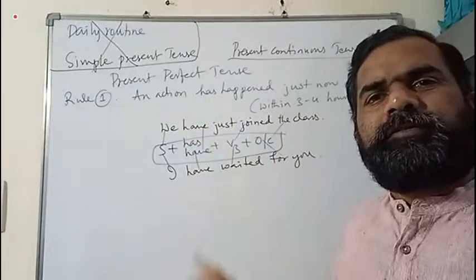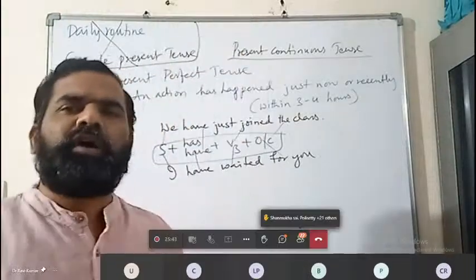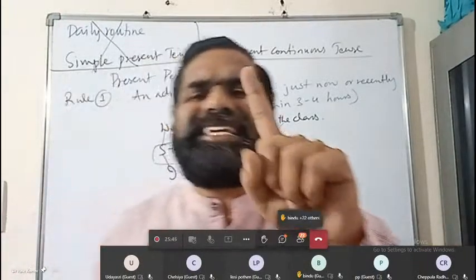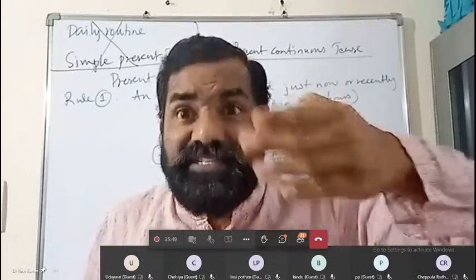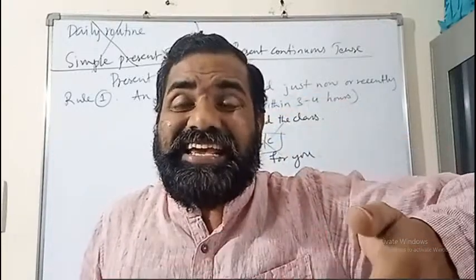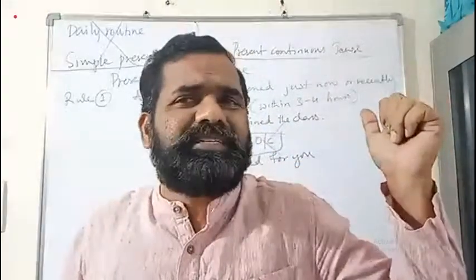Have you finished writing? Let's go to rule number 2. Rule number 1 is easy. An action has happened just now, recently, within 3 or 4 hours from now, backwards.